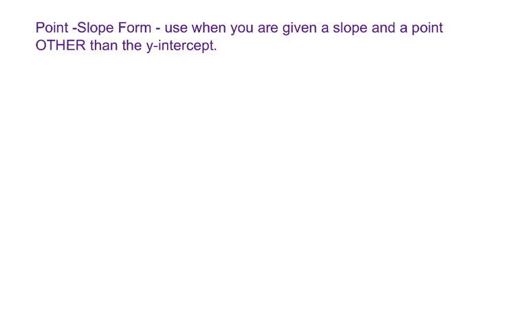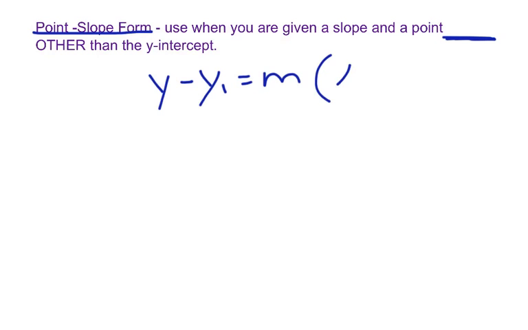Alright, now we're going to do a new form. We are going to do point slope. That's when we are given a slope and some point other than the y-intercept. So slope-intercept form is when we're given the slope and we're given the intercept. Here is when we're given the slope and we're given some other ordered pair. Now, that equation, or that form, is y minus y1 equals m times x minus x1.